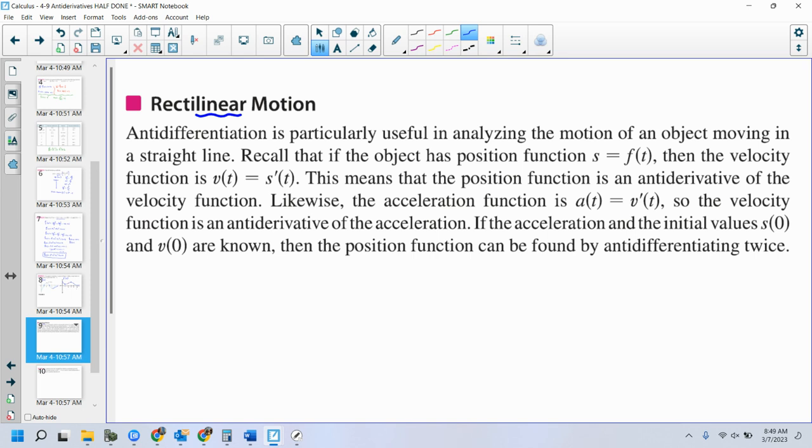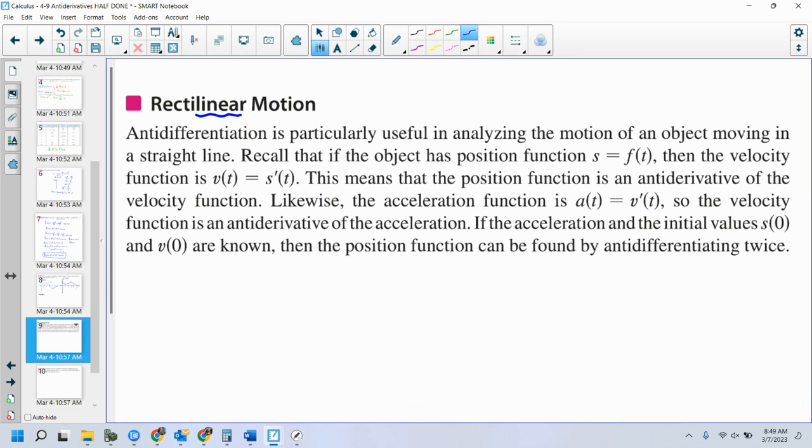Likewise, the acceleration function a of t is equal to v prime of t, or s double prime of t. So the velocity function is an antiderivative of acceleration. If I have the acceleration, I can work backwards to find the velocity just by taking the antiderivative. And the nice thing about rectilinear motion is it's usually polynomial, and polynomial functions are super easy to find both the derivative and the antiderivative for.